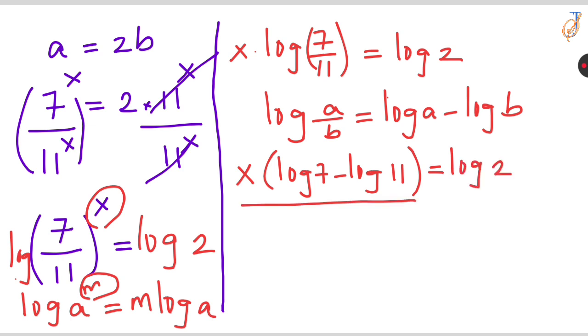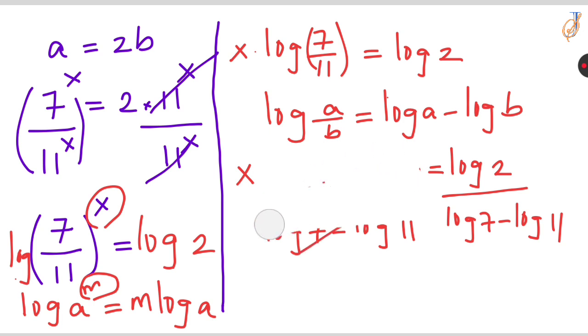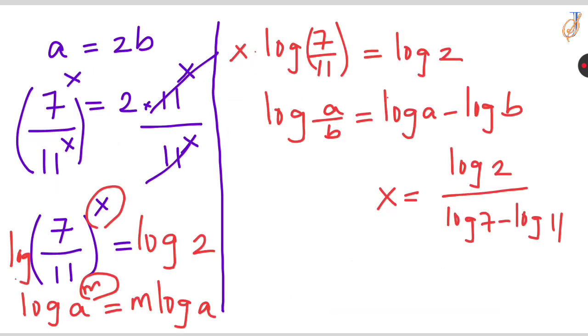We need to find the x value here. That's why we divide both sides by log 7 minus log 11. Here log 7 minus log 11 cancels, so we are left with only x on the left hand side. So the x value is log 2 over log 7 minus log 11. From the first case, we got x as 0. From the second case, we got x as log 2 over log 7 minus log 11. So these are the x values of this algebraic expression.